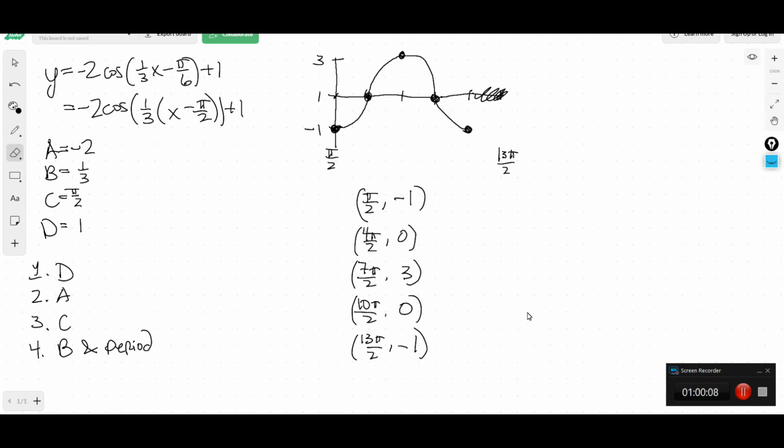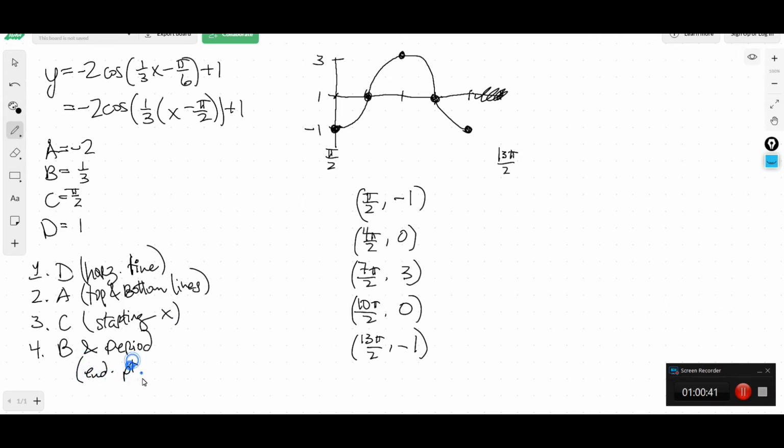We can do it. So I would take a note of what we did here. So D is our horizontal line. A was our top and bottom lines. C was our starting point, or starting X. And then the B in the period, that's the ending point and the key points. And then you fill in your graph. So let's clear this and do a new example.